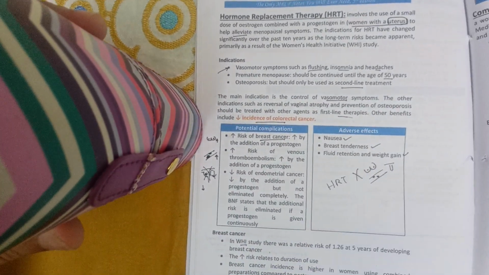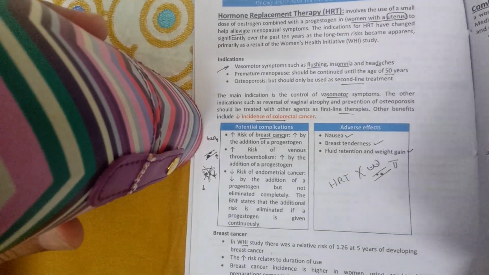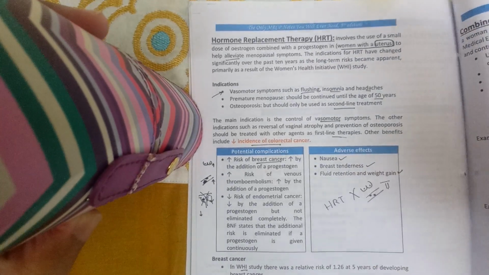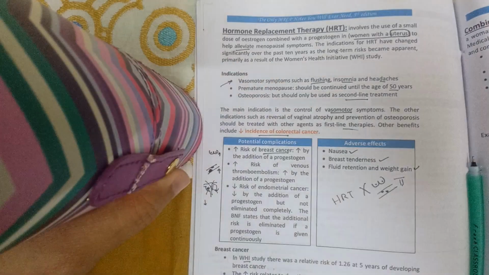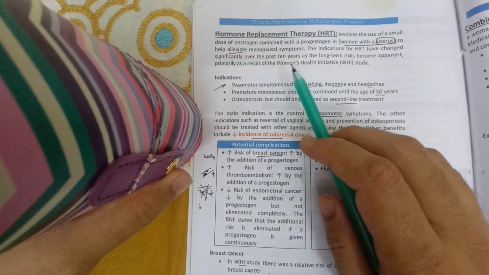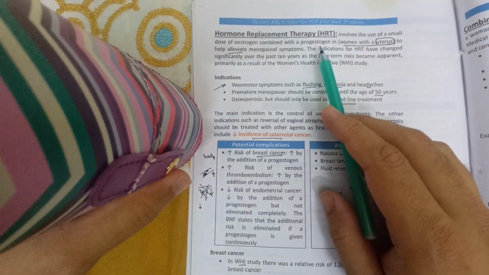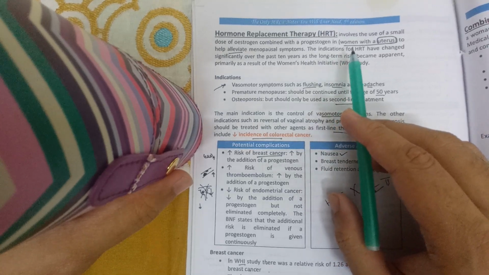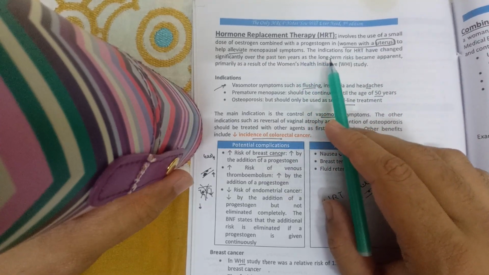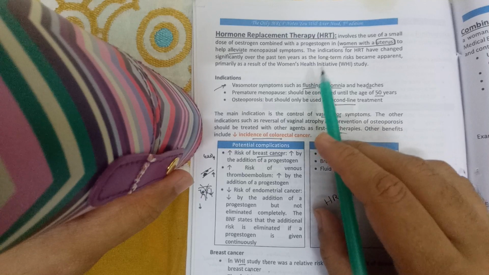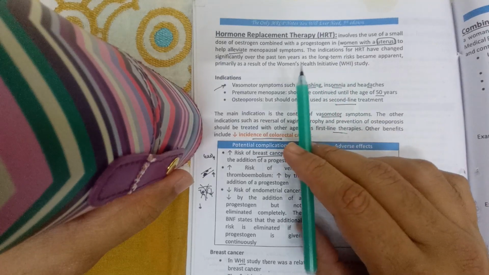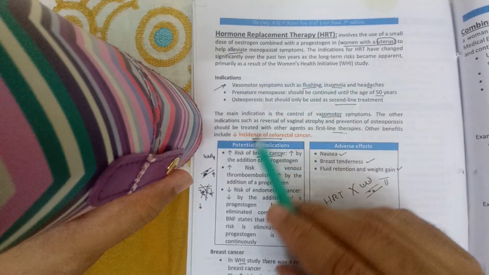Okay, next would be hormone replacement therapy. Hormone replacement therapy involves the use of a small dose of estrogen combined with progestogen in women with a uterus to help alleviate the menopausal and postmenopausal symptoms. The indications for HRT have changed significantly over the past 10 years as the long-term risks have become apparent, primarily as a result of the Women's Health Initiative.